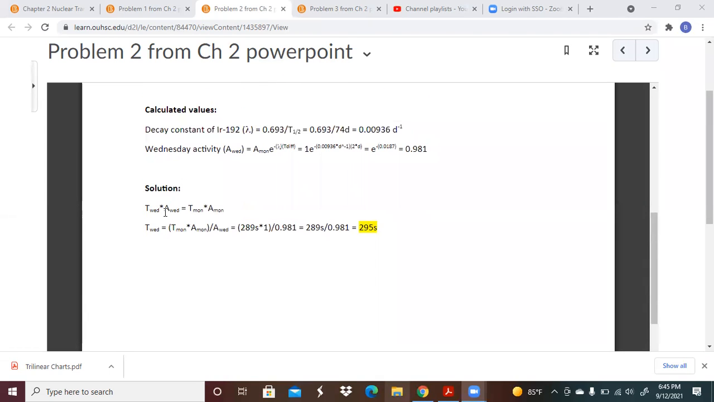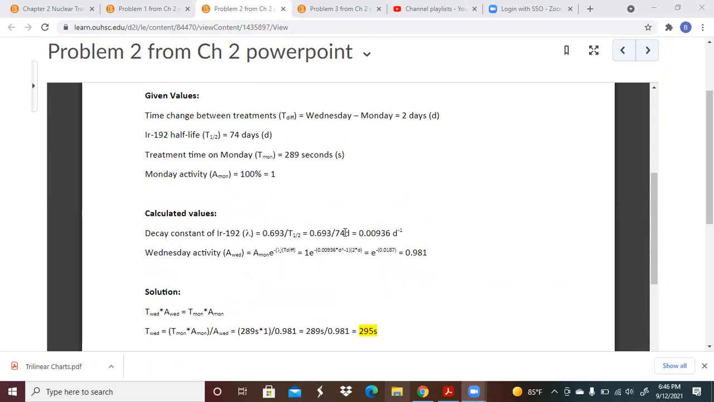We know that the treatment time on Wednesday times the activity on Wednesday should be the same as the treatment time on Monday times the activity on Monday. We solved that equation for the treatment time on Wednesday. We know what this is, we know what that is, and this is 0.981, which we just found out. This was given to us. By doing that, we come up with 295 seconds. This is greater than the 289 that we started out with.